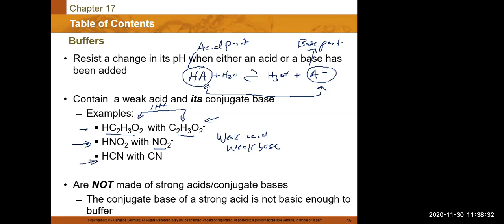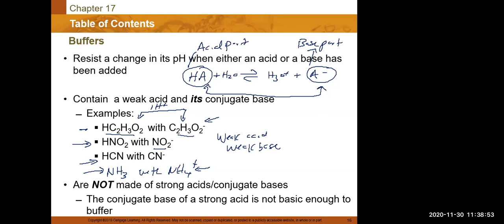This is HCN and CN minus, weak acid and its conjugate base. You could have something like NH3 with NH4 plus. This is a weak base and its conjugate acid. Again, each of these things are related to each other by just one H plus difference.